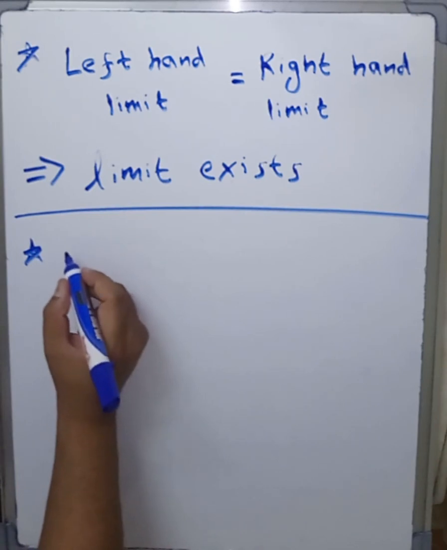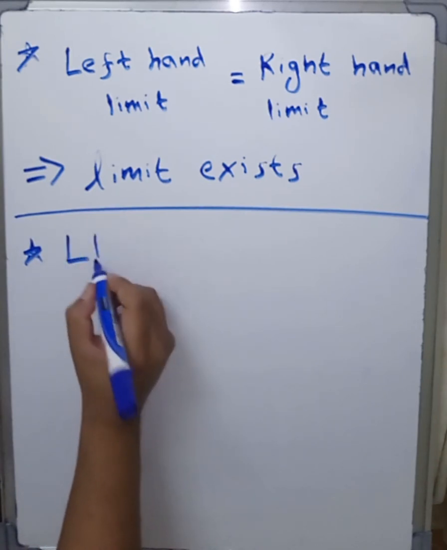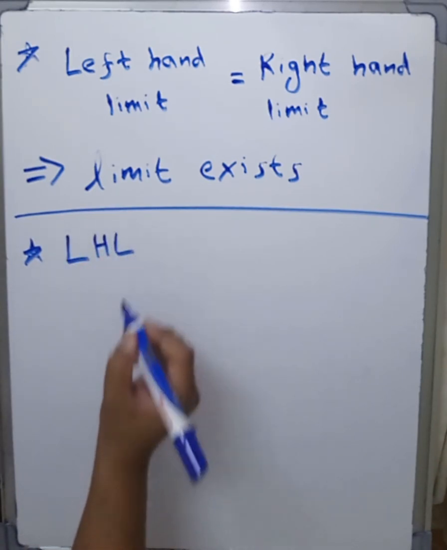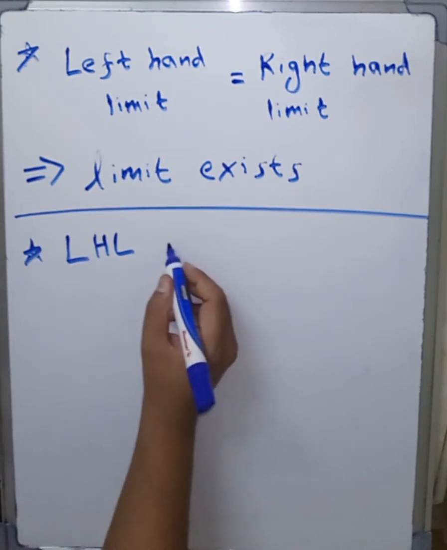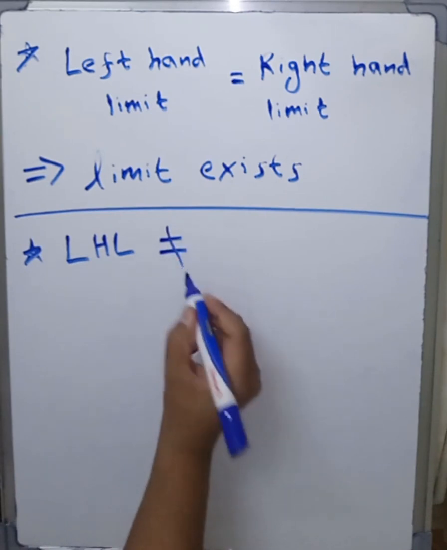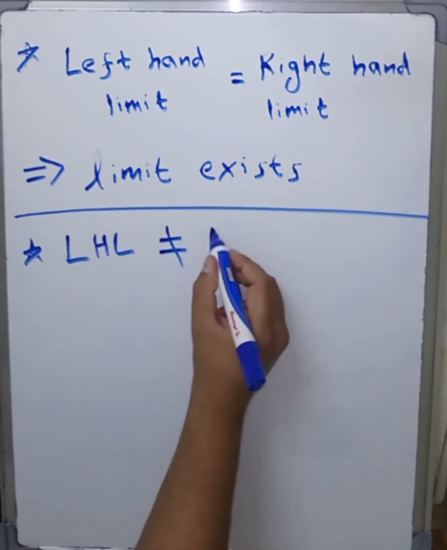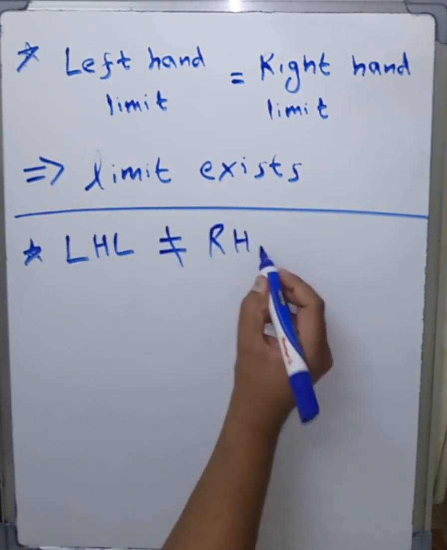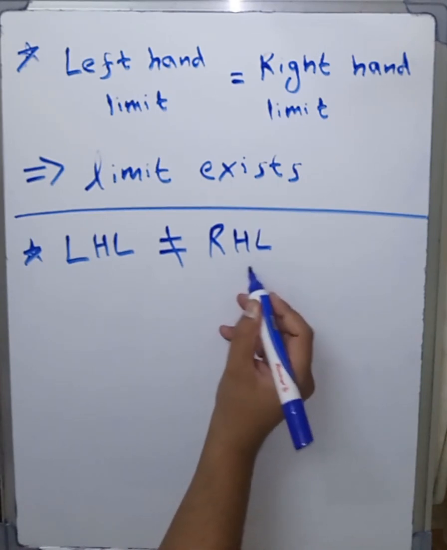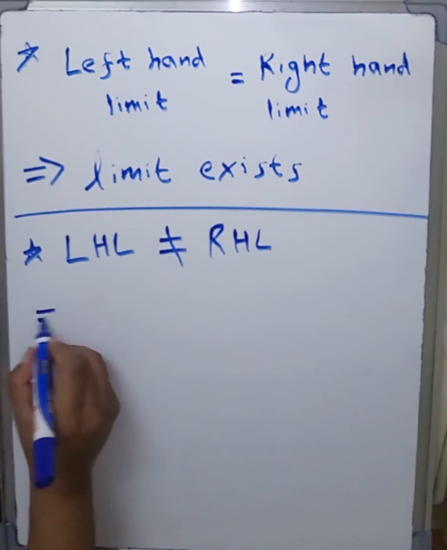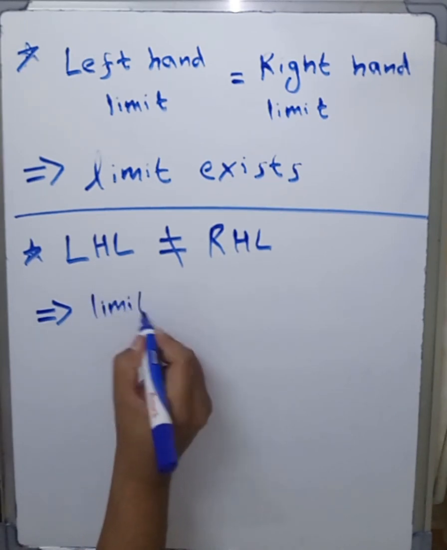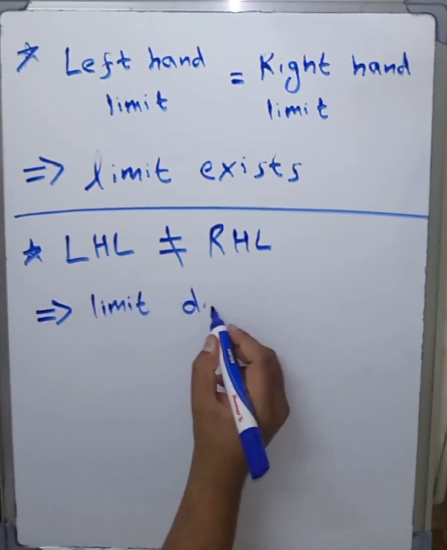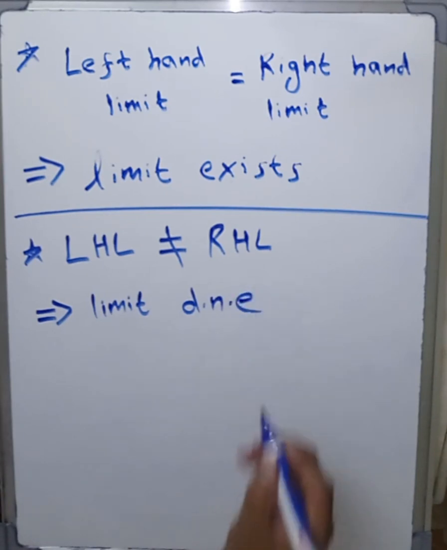That also let us write. I will write in short now. LHL, left hand limit. If this is not equal to RHL, right hand limit, in this case we say that the limit does not exist.